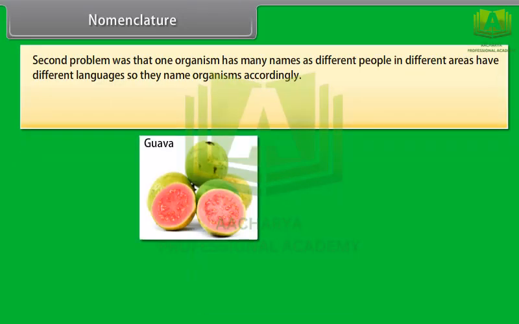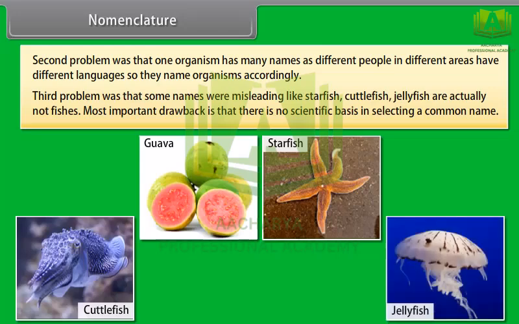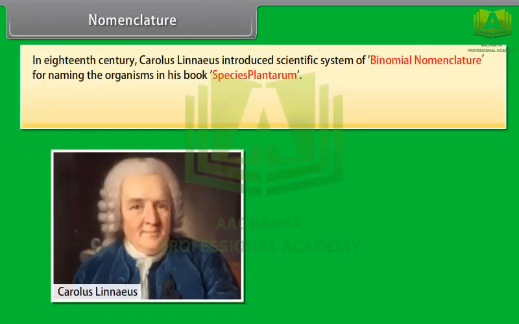The second problem was that one organism has many names, as different people in different areas have different languages, so they name organisms accordingly. The third problem was that some names were misleading, like starfish, cuttlefish, and jellyfish are actually not fishes. The most important drawback is that there is no scientific basis in selecting a common name. In the 18th century, Carolus Linnaeus introduced the scientific system of binomial nomenclature for naming the organisms in his book Species Plantarum.